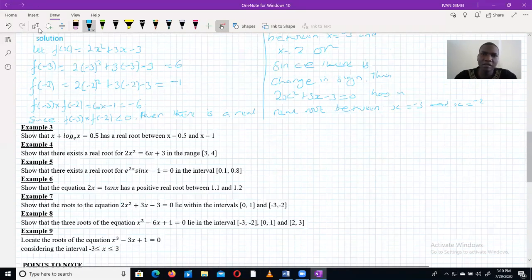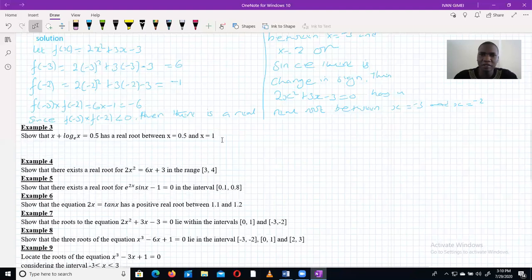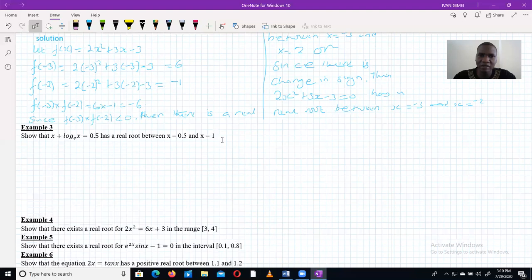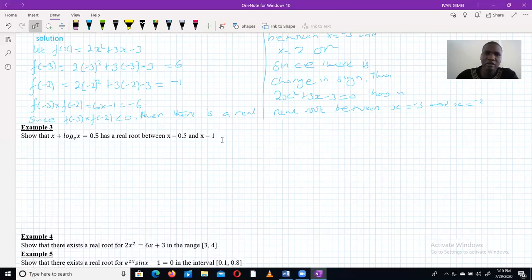Now let's go to example 3. This is just to share the concept. You now pick the concept. But at this point, we're simply trying to look at different ways the question can be said. This time around, I'm bringing in natural log. They're saying... Solution.